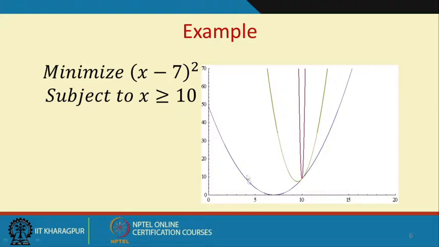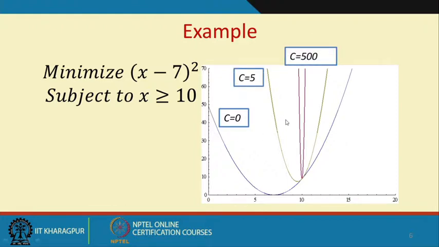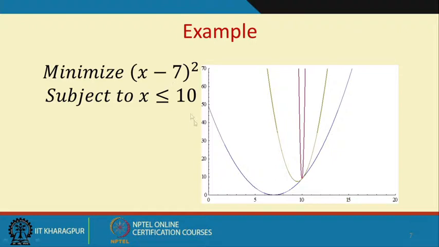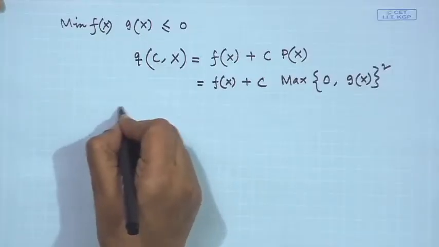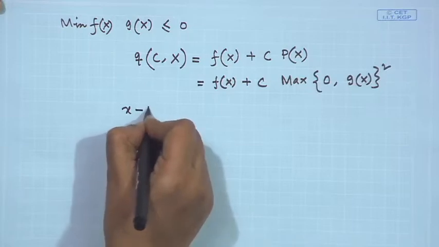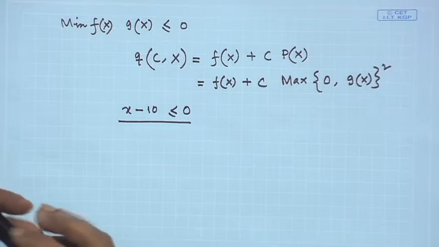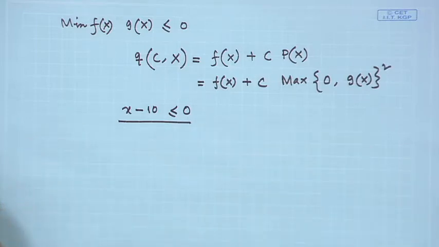Now, let us consider this problem. Instead of considering x greater than or equal to 10, these are the values I have considered, and I just found. Now, if I consider the problem in a different way, x less than or equal to 10 instead of x greater than or equal to 10. Here my g(x) should be x minus 10 less than or equal to 0. Now, if I approach in this way, what could be the solution of this? Okay, you can find it out.